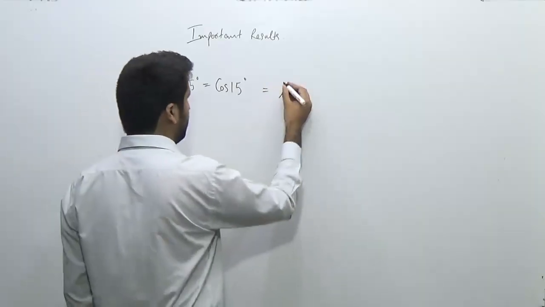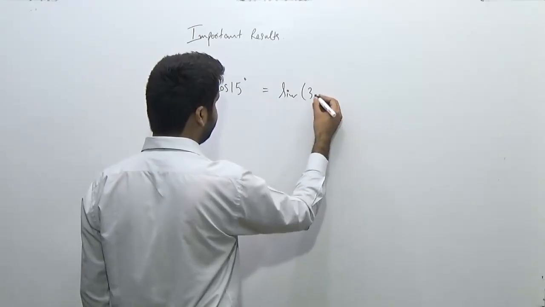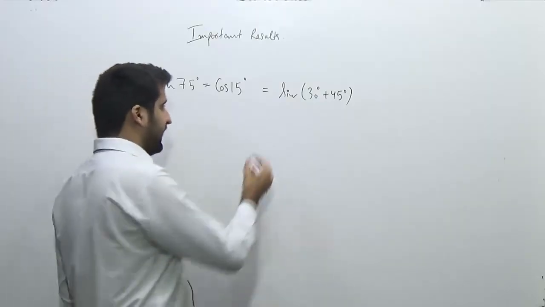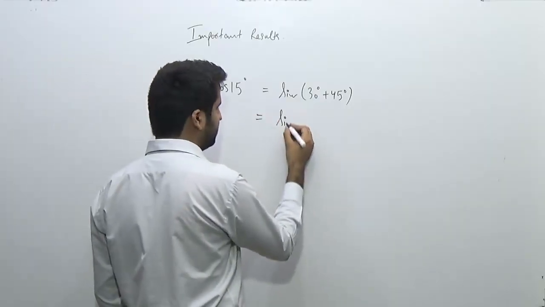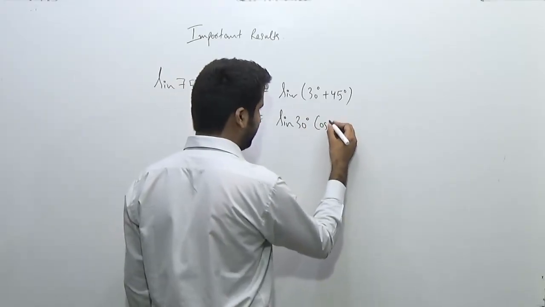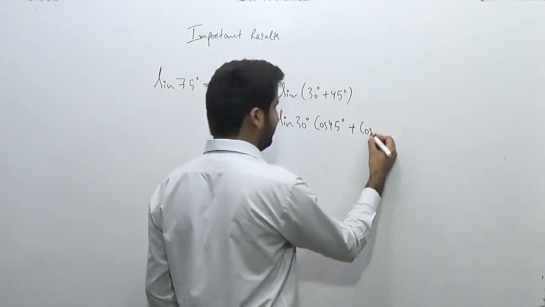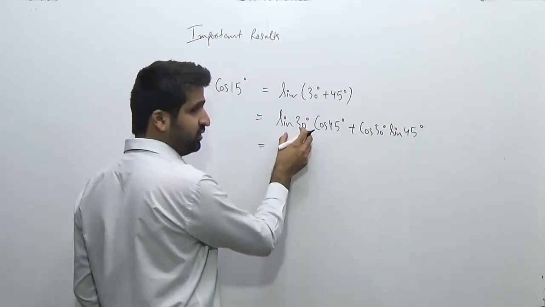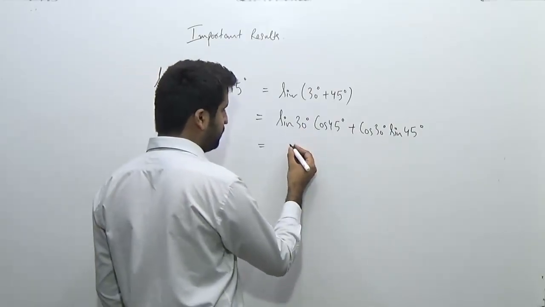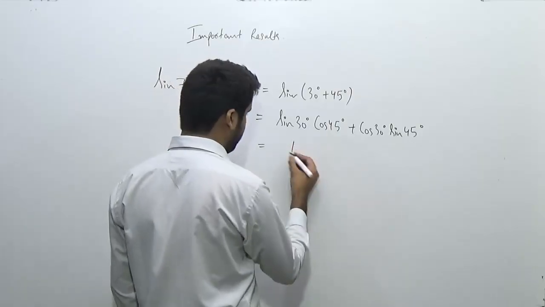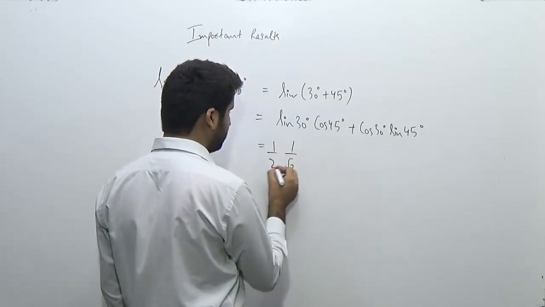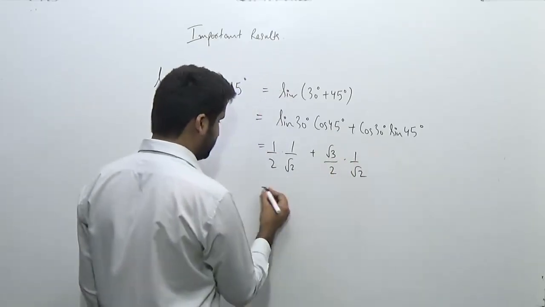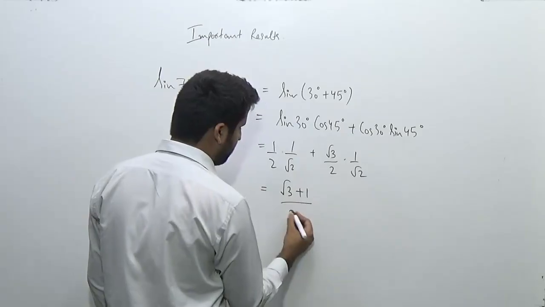addition formula for sine. We can write it as sine of 30 degrees plus 45 degrees, right? We can do that. And we can apply the addition formula over here, which says that this is equal to sine 30 degrees cos 45 plus cos 30 degrees sine 45. So we simply get sine 30 degrees is 1 upon 2, and cos 45 is 1 upon root 2. So 1 upon 2 multiplied by 1 upon root 2 plus root 3 upon 2 into 1 upon root 2. So this value comes out to be root 3 plus 1 upon 2 root 2.